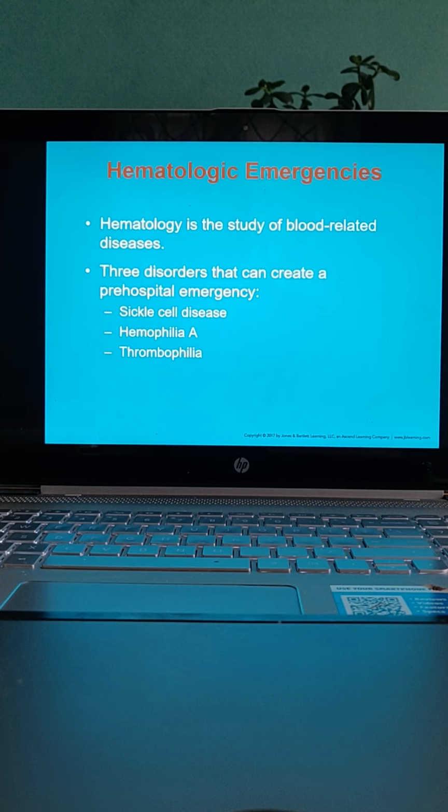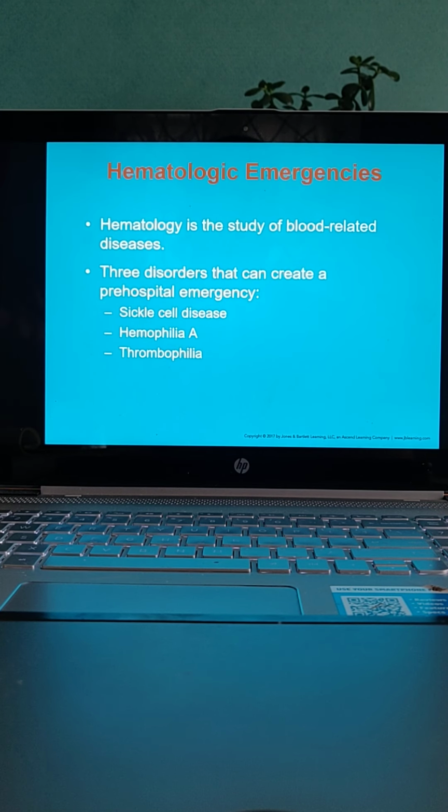Hematology is the study of blood-related diseases. And as we know, diabetes has everything to do with the blood. Has everything to do with what's floating around in the blood. Okay? Insulin, glucose, glucagon, everything.